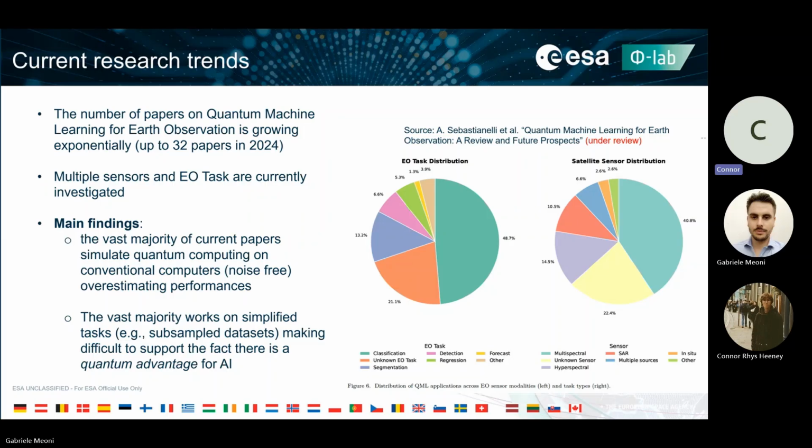So most of these papers, because of that, reduced the size of the data set. But then we end up in a situation where you cannot really claim that you can do more with quantum computing than with normal computers. So we are in a phase where there is a lot of research. The research is growing a lot. There is an interest in Earth observation. You can see that there's research for SAR, multispectral data processing, classification, segmentation, in terms of tasks, and so on. But it's too early to say that we have a quantum advantage.